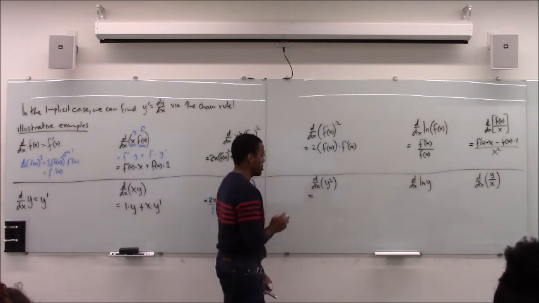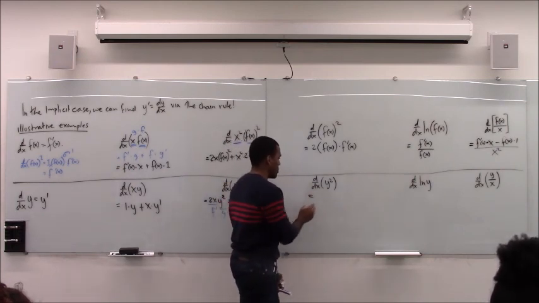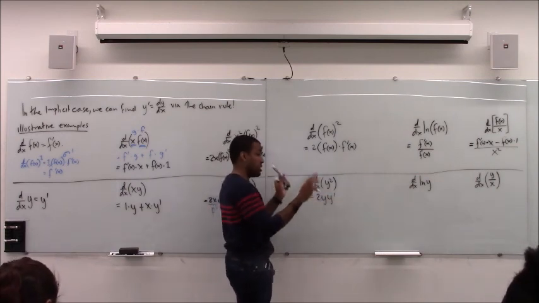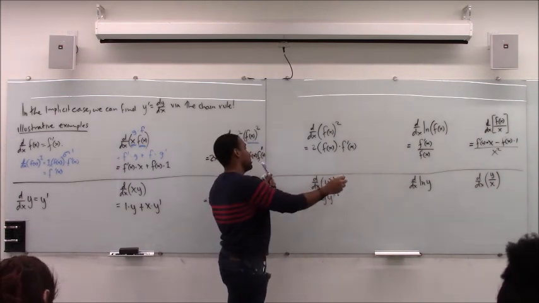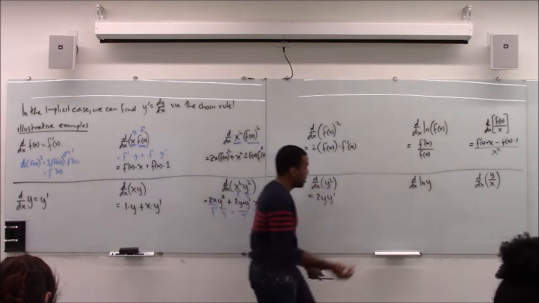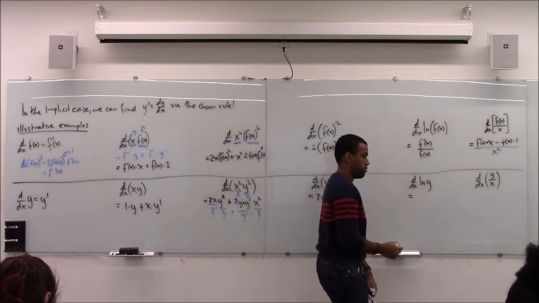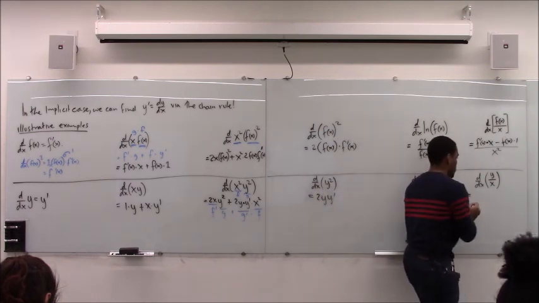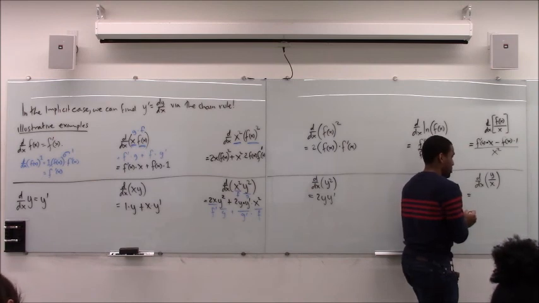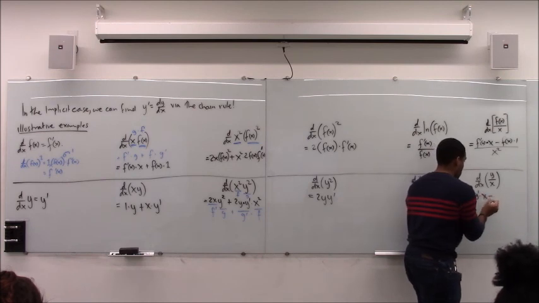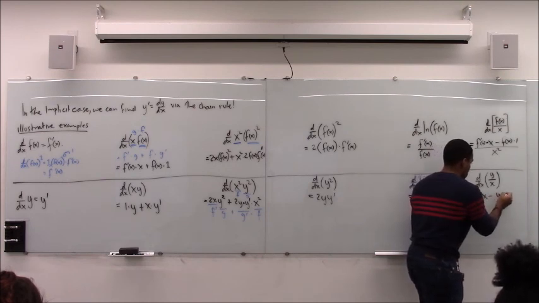Y squared, 2y prime. Again, y is an inside function. So I have the square of it, the square is the outer function, differentiate around it, and multiply by the derivative of the inside. Y prime. Y prime times x minus y times y.